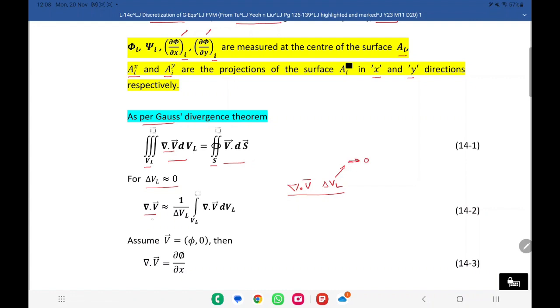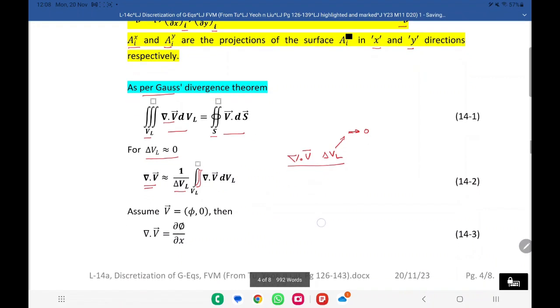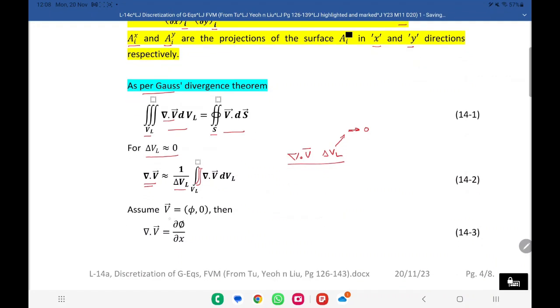So what we have done here is the divergence of V by delta VL. The same integral we have written here like that. Only thing, there should have been 3 lines here, but we can write it anyway. Now we assume that this vector V is made up of phi, 0, in 2 dimensions.